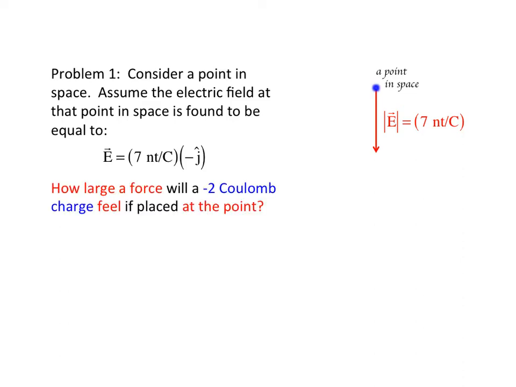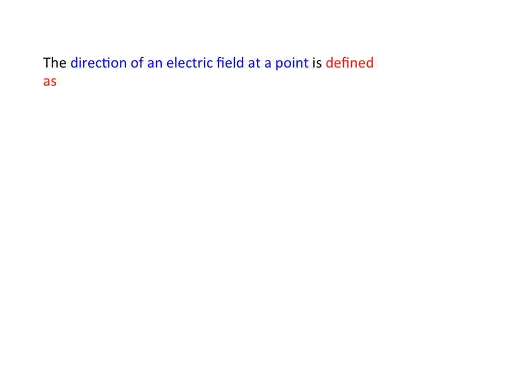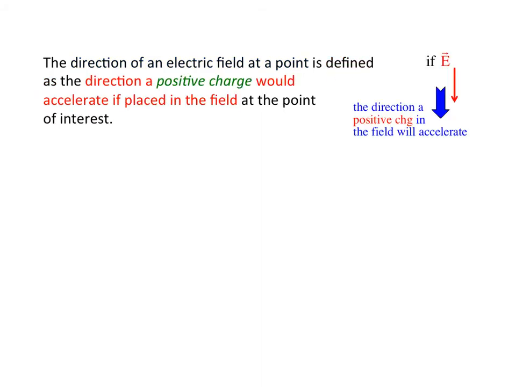And having done all of that, a question you might run into is, how large a force will a minus 2 coulomb charge feel if placed at that point? So to begin with, the direction of an electric field at a particular point is defined as the direction a positive charge would accelerate if placed in the field at the point of interest. So looking over here, if this was the direction of the electric field, what it's telling you is that if you put a positive charge right there and let it go, it would accelerate in that direction.